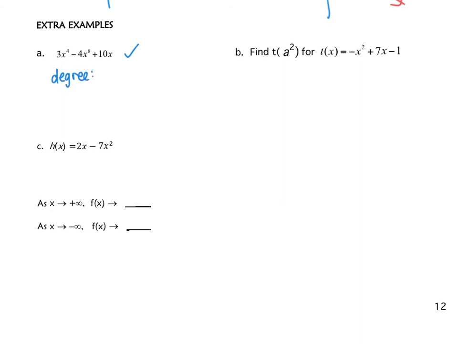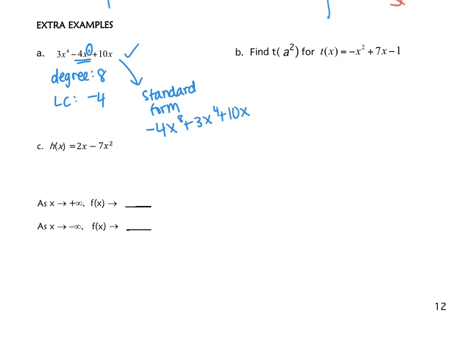If we want to look for our degree and our lead coefficient, highest power is 8. Our lead coefficient then is -4. It's not 3. It's -4. Because remember, you want to think of this being in standard form. So if we wanted to put this in standard form, we would have -4x^8 + 3x^4 + 10x.